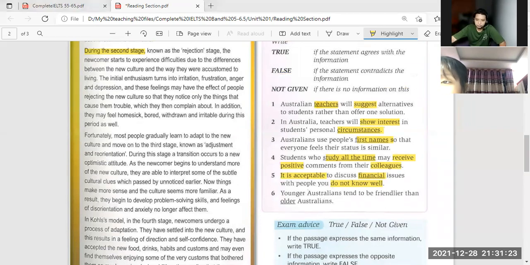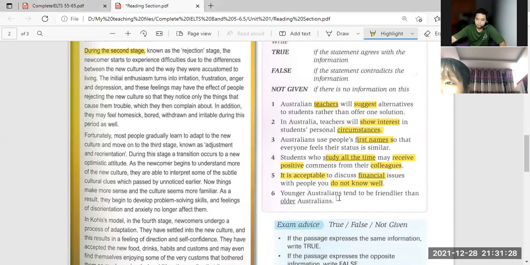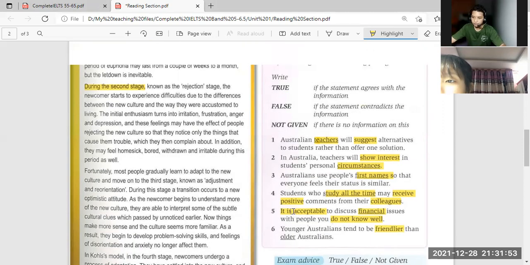Perfect. Now, number 6, can you read number 6? Younger Australians tend to be friendlier than older Australians. Okay, younger Australians tend to be friendlier than older Australians. Do you know the meaning of friendlier? Yes. Okay, younger Australians tend to be friendlier than older Australians.